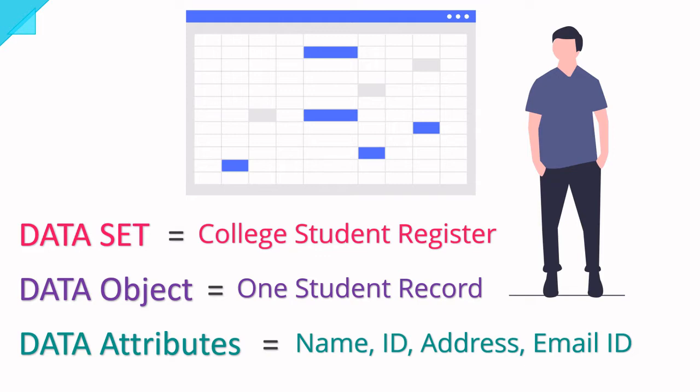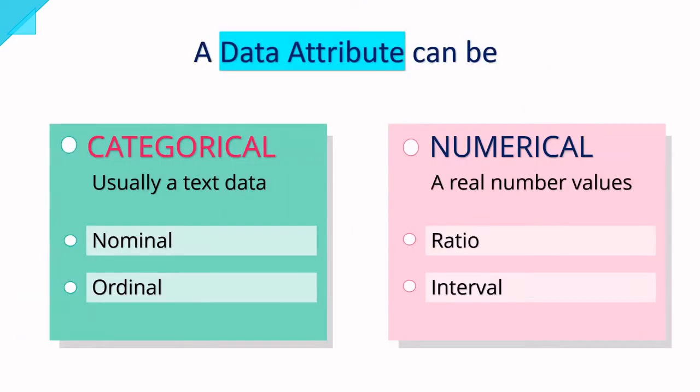A data attribute can be classified into two: one is categorical and the other one is numerical. Categorical data will always contain text data or binary data like yes or no. It represents the name of a city or name of a person. And there are two subtypes, nominal and ordinal data types. When it comes to numerical data, it contains a numerical value, which could be ratio or interval data.